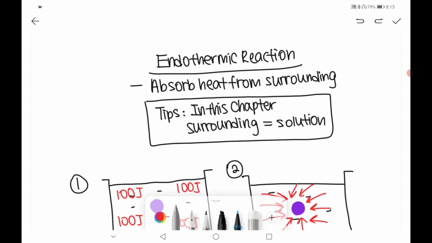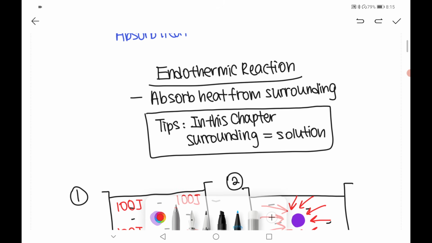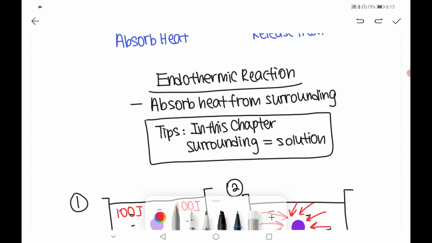Okay, what do we mean by surrounding? In this chapter, the surrounding is referred to the solution. I repeat, in this chapter, all the surrounding is referred to the solution. So endothermic reaction means the chemical substance will absorb the heat from the solution.